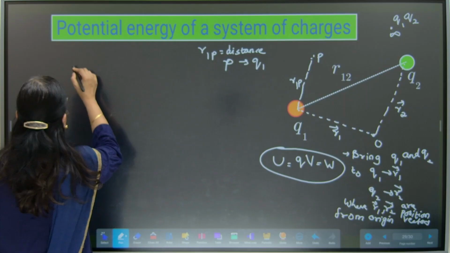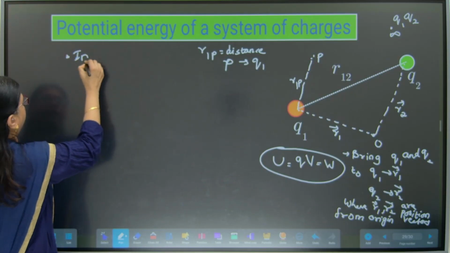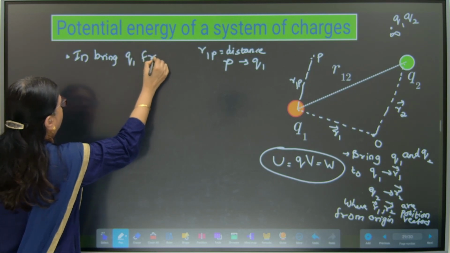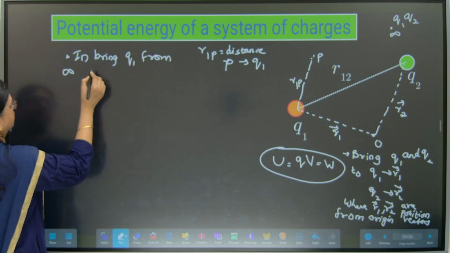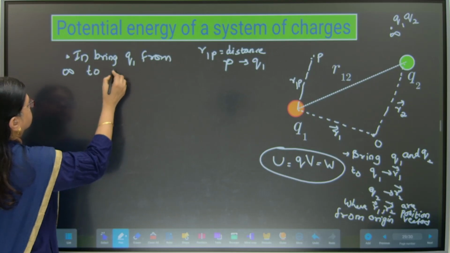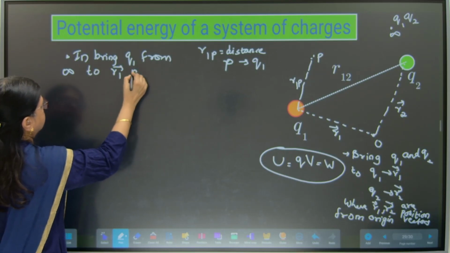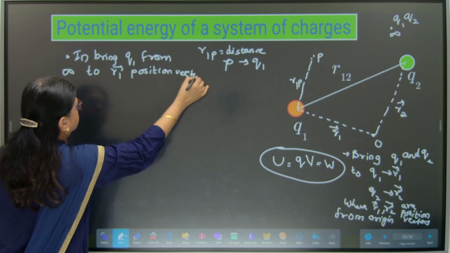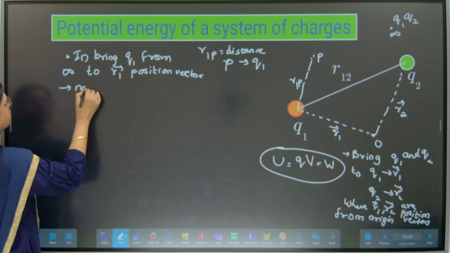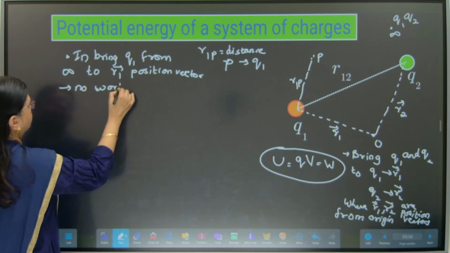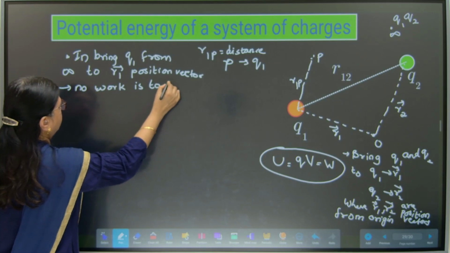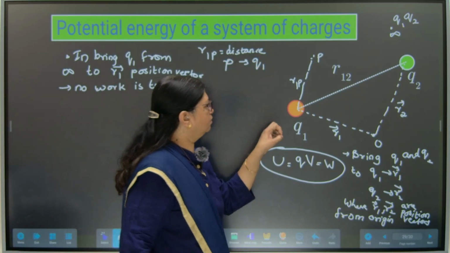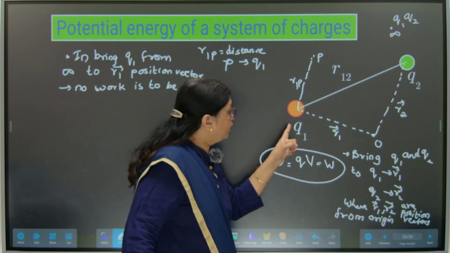So what is my first point? In bringing Q1 from infinity to the position vector R1, no work is to be done. Okay, so now I have brought it. Q1 is here.